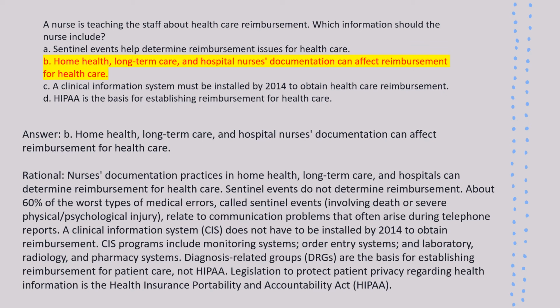A clinical information system, CIS, does not have to be installed by 2014 to obtain reimbursement. CIS programs include monitoring systems, order entry systems, and laboratory, radiology, and pharmacy systems. Diagnosis-related groups, DRGs, are the basis for establishing reimbursement for patient care, not HIPAA. Legislation to protect patient privacy regarding health information is the Health Insurance Portability and Accountability Act, HIPAA.